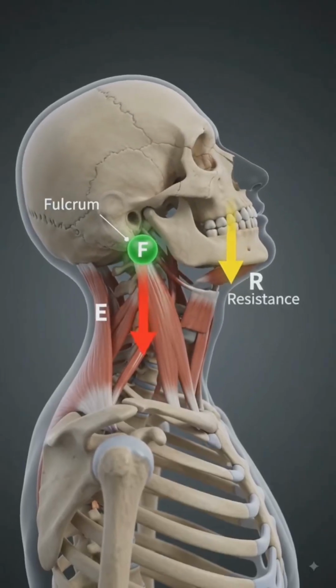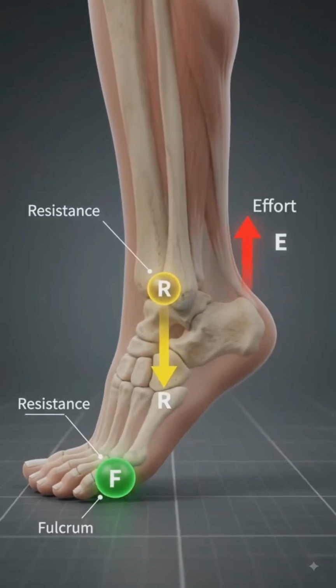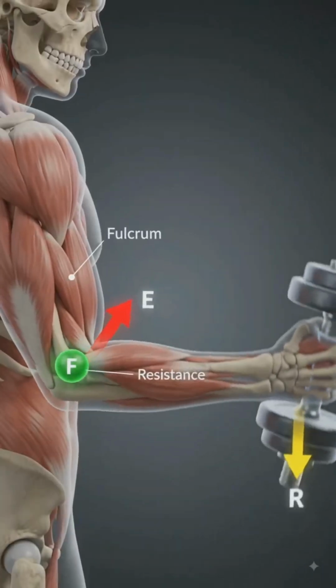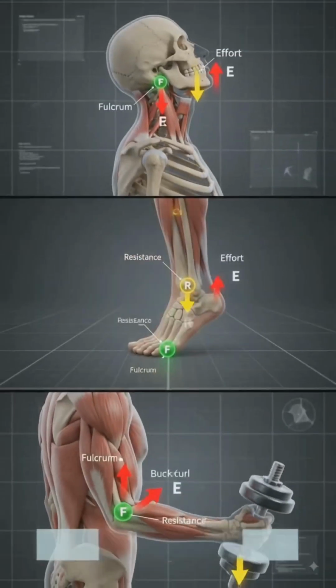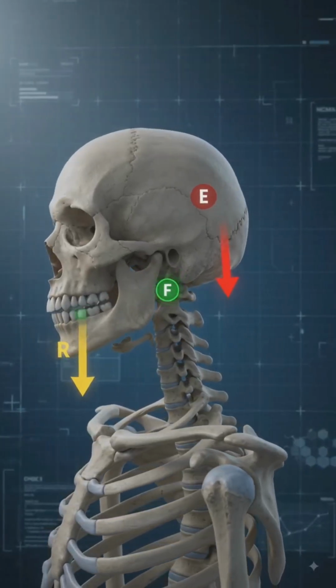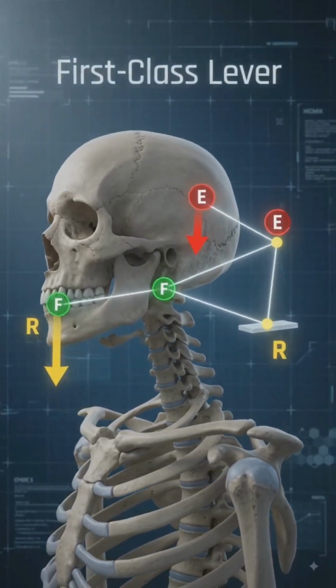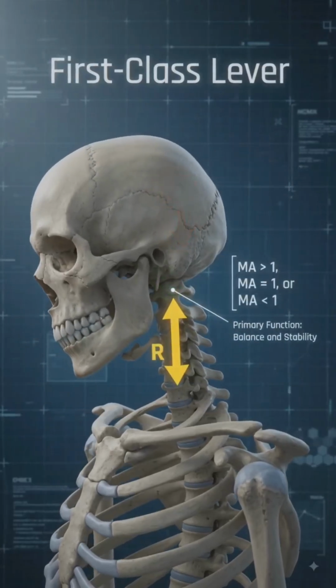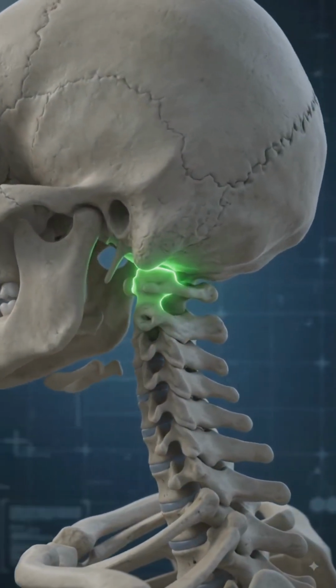Skeletal joints act as fulcrums, F. Muscle contraction provides the input effort force, E. The combined mass constitutes the resistance. These systems are classified into 3 distinct categories. The atlanto-occipital joint acts as a first-class lever. Here, the fulcrum lies between the effort and the resistance. This system provides balance and stability for the head.